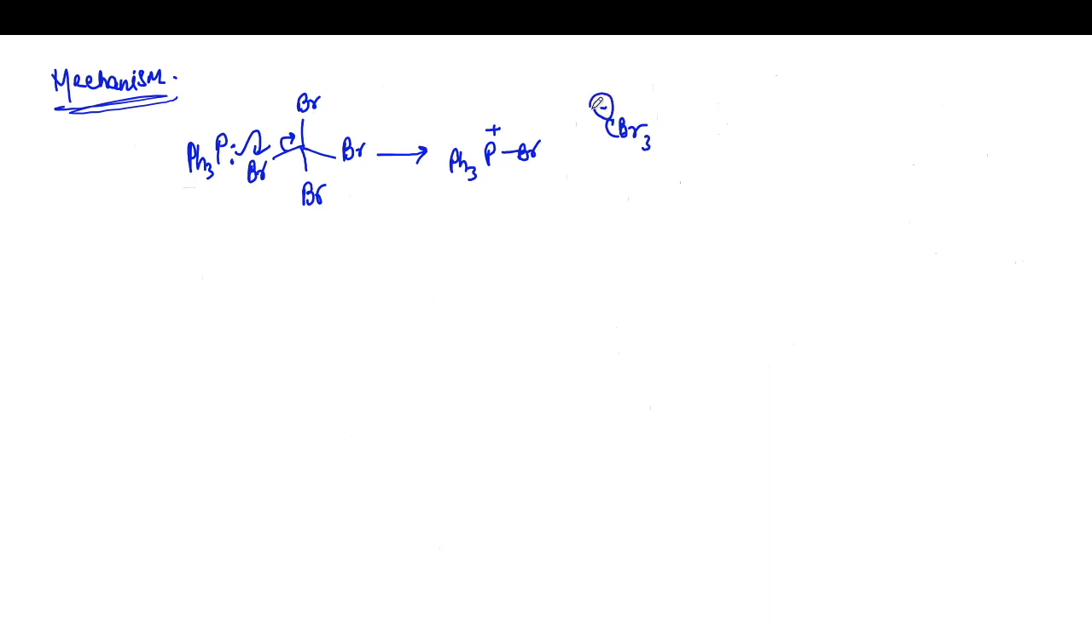So I told you to pay attention in the Appel reaction that you had an acidic proton over there, right, of the OH group. Here you don't have an OH group, you have an aldehyde. No acidic proton is present, so the CBr3 minus is going to attack back on the phosphine, releasing the Br over here.